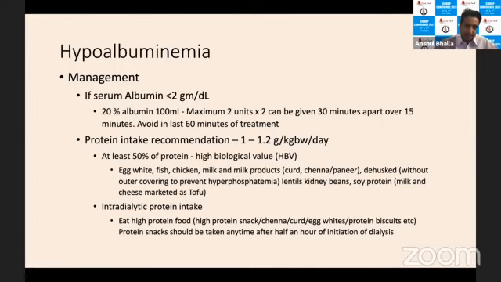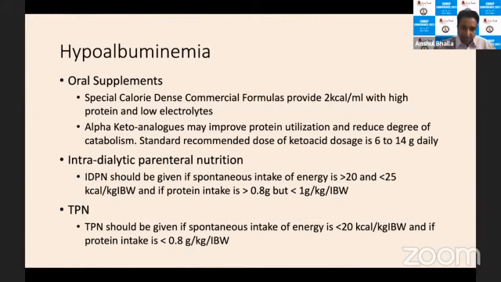And then in general, KDIGO recommends protein intake of 1 to 1.2 grams per kilogram. And at least 50% of this protein should be high biological value. So egg white, fish, chicken, milk and milk products, paneer, curd, and lentils, kidney beans. These are all high biological value protein, and this should be 50% of the protein intake in a day. And they should be encouraged to eat high protein food during dialysis, especially after 30 minutes of starting dialysis, to increase their protein intake.